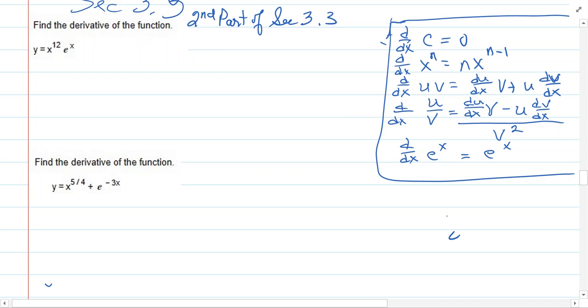Derivative of a product of u and v, being two factors, is derivative of the first term times the second plus the first term times the derivative of the second. The quotient rule for derivatives, u over v, is the derivative of the top times the bottom minus derivative of the bottom times the top, over the bottom squared. And the derivative of e to the x is e to the x.